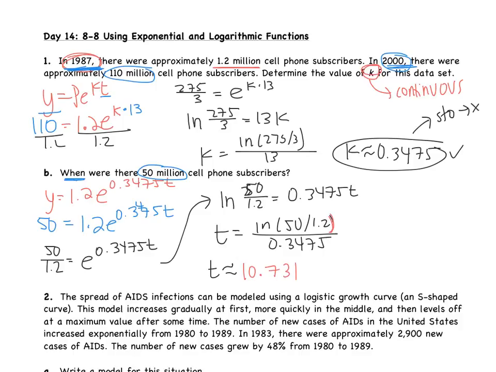Now remember from our original problem that we started in 1987. So we have to add this to 1987, which tells us that we are going to hit 50 million cell phone subscribers in about 1997.